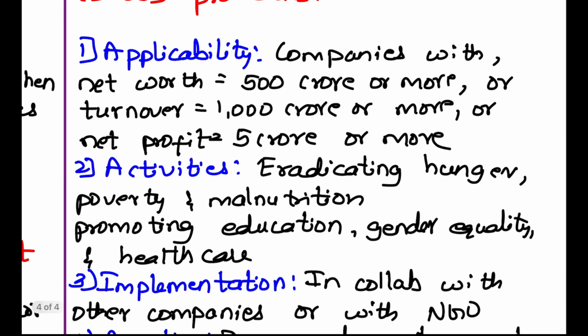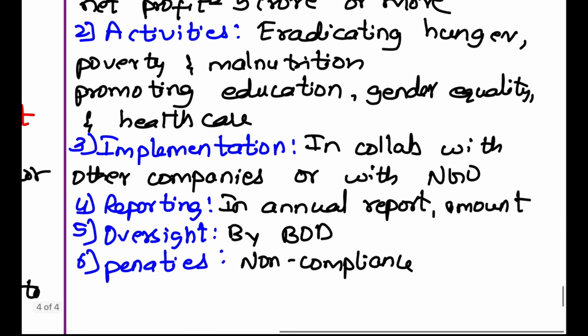Activities. What should the company do under this? They should try to eradicate hunger, poverty and malnutrition, and they should promote education, gender equality and healthcare. Next, implementation. They can implement it in collaboration with other companies or with NGOs. Reporting. In the annual report, the amount should be mentioned. Oversight. It is overseen by the Board of Directors.